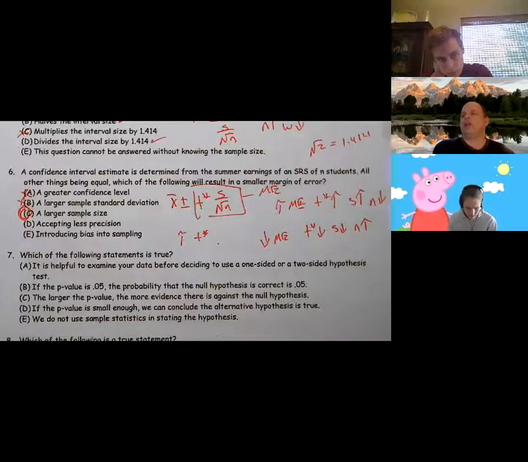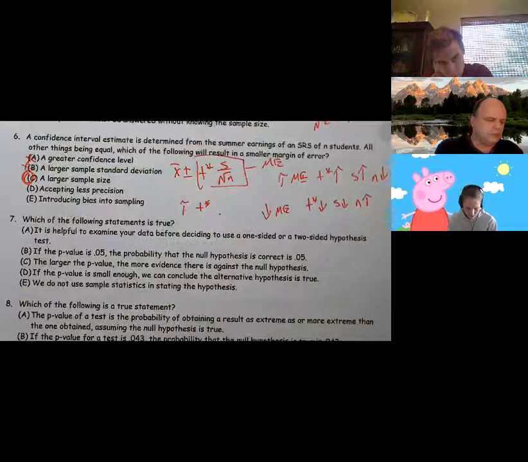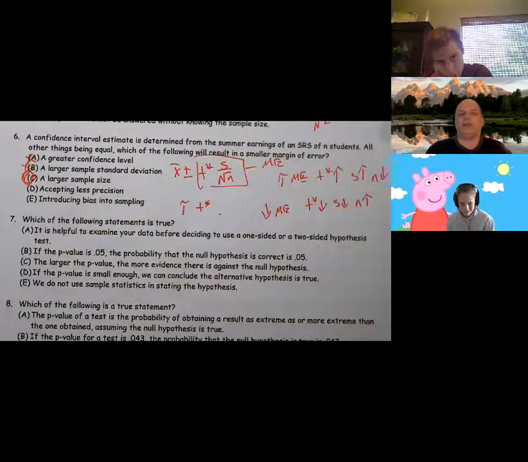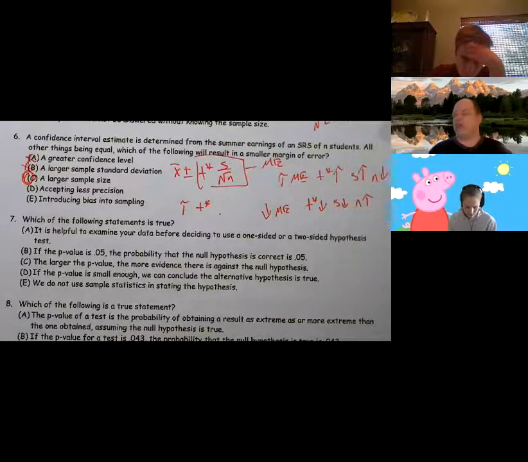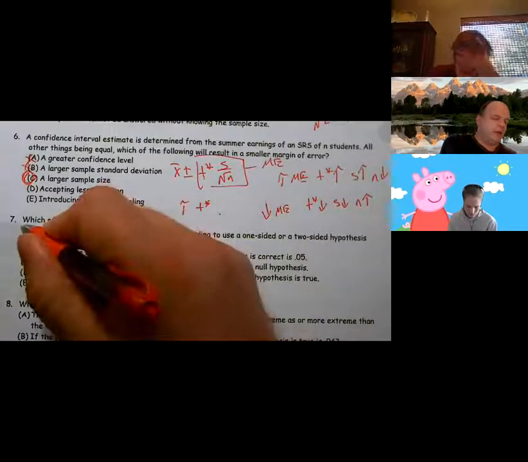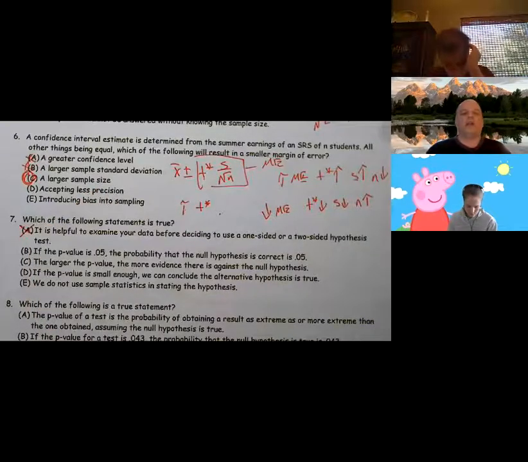Number 7, which of the following statements is true? It is helpful to examine your data before deciding on using a 1 or 2-sided hypothesis test. Good statisticians never examine their data. They determine what type of tests they're going to run before they do anything. It's like, oh, we're going to do a one sample, we're going to do a 1-sided test, we're going to do a 2-sided test. Examining your data is kind of like cheating. Reality happens all the time, but ideally you're unbiased and you don't look at it until after. You just decide beforehand.